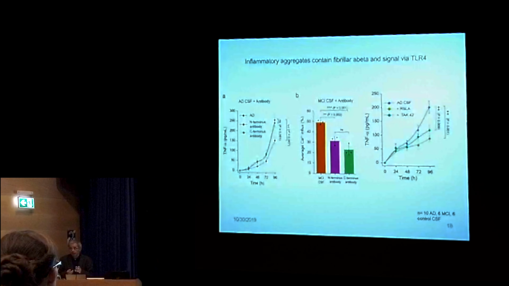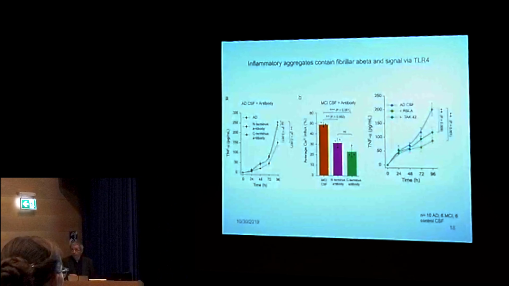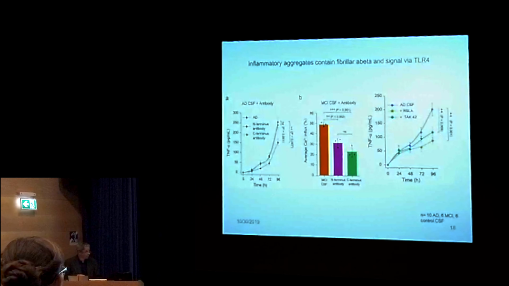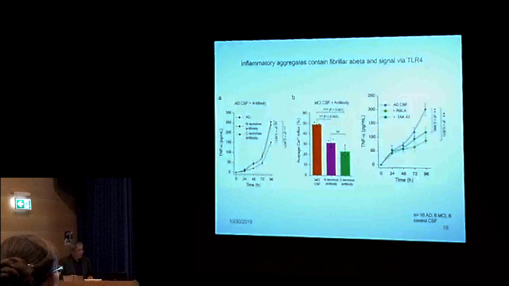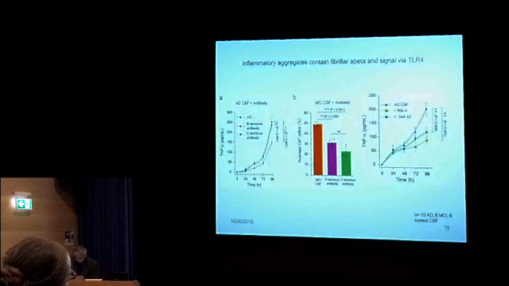Lastly, the receptor that's causing the inflammatory response, we used an antagonist, RSLA, which is very specific for a receptor called toll-like receptor 4, and we could show that if we add that, it reduces the amount of TNF-alpha produced. So that means that the inflammatory aggregates contain fibrillar A-beta and are signaling via toll-like receptor 4. So what do these aggregates actually look like?